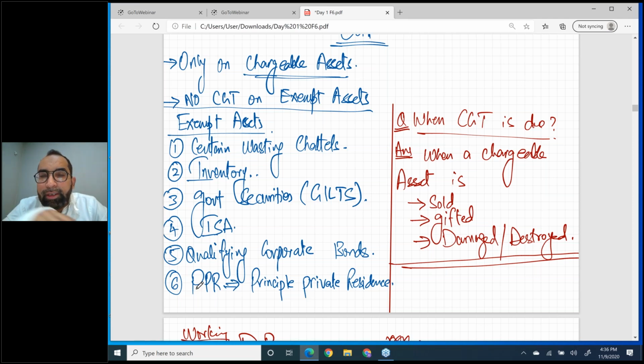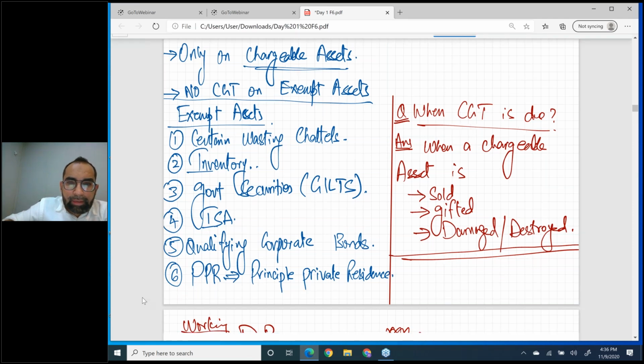Now check with the red pen. When is CGT due, which transaction contains CGT? When do we have to calculate, compute and pay CGT? Number one, when a chargeable asset is sold. Number two, gifted. Yes, on gifts it's also due. And number three, damaged and destroyed. Hope you remember, sometimes with damage and destruction, insurance proceeds are also involved, and for that you have to compute the capital gain.